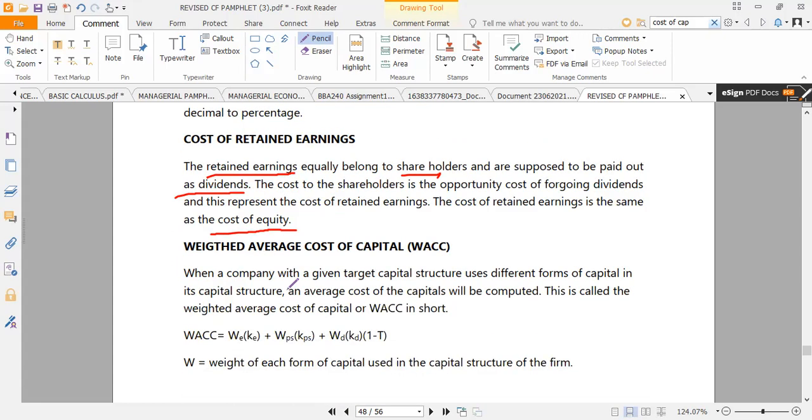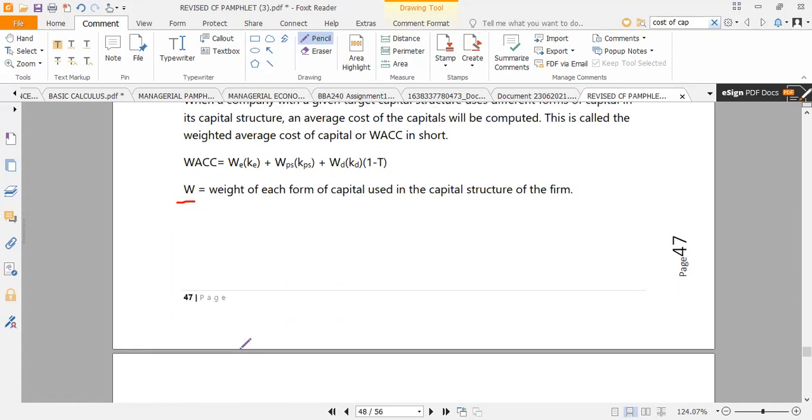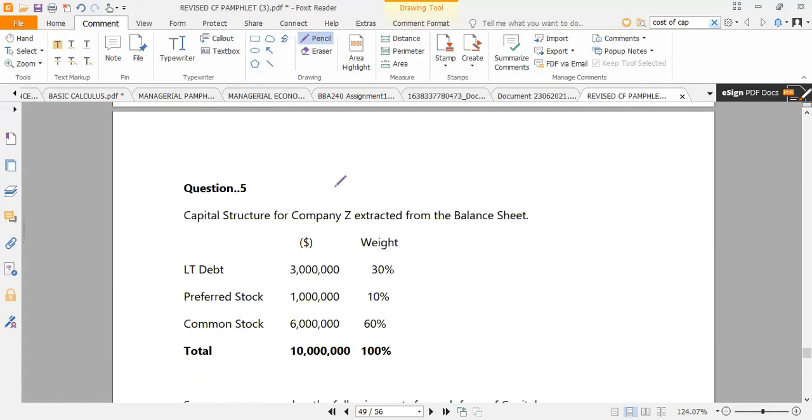Now, how do we calculate WACC? A company is given a capital structure which has different streams of capital with associated costs. So when we calculate the average of that with the respective weights, we call that the weighted average cost of capital, WACC. Weight is denoted by W, K is a cost. So we could use the cost of the weight structure with the proportions, and we can use the market value format.